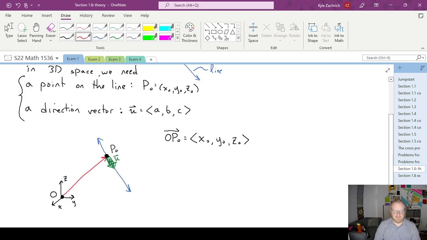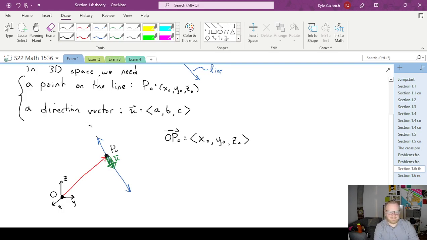Okay, so that's my first vector pointing from here to here, right? O, origin to P naught. And then the second vector is going to be some scalar of u. Just 1 times u is going to give me this thing here. That's a point on the line. 2u, so OP naught plus 2u would give me this point on the line. OP naught plus negative 2u would give me that point on the line, right?